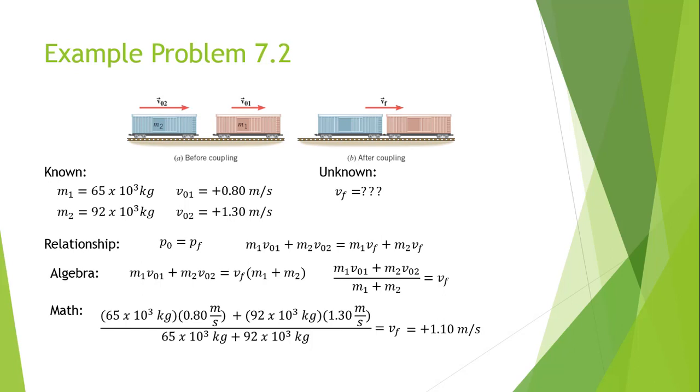Now if we think about this for a second, does it make sense that the car that was moving faster is moving slower after the collision? Sure. Does it make sense that the car that was moving slower is now moving faster after the collision? Sure, that probably makes sense. Does it make sense that the velocities are closer to the velocity of the bigger of the two masses than the smaller of the two masses? Yeah, that probably makes sense.